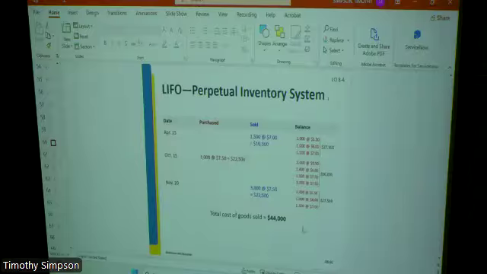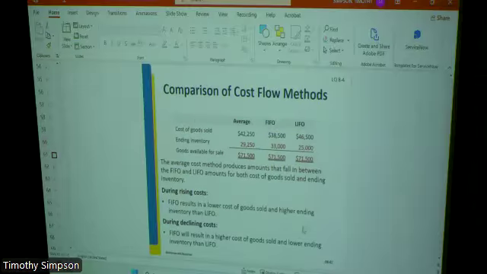And I do want to get into talking more about LIFO, because I think sometimes it's really confusing as to why it even exists and what's going on with that. So before we do that, let's talk about the cost flow methods.